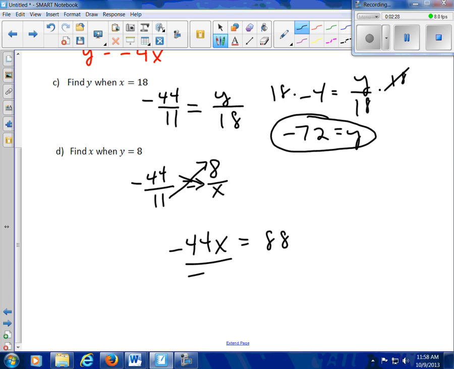Now if I want to solve for x, I divide both sides by negative 44, and then what I get is x equals negative 2. So that's how you do the direct variation problems for the test.